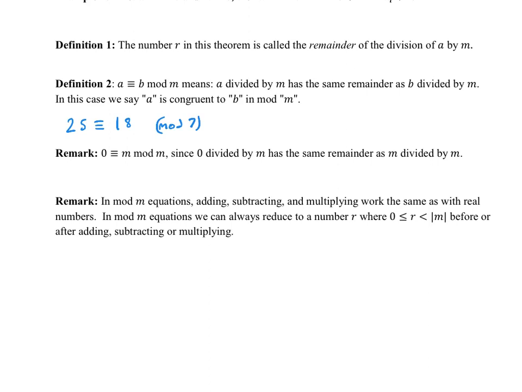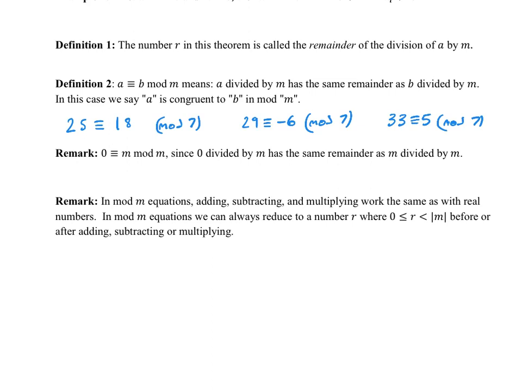25 and 18 both have the same remainder of 4 when we divide by 7. You could say 29 is congruent to, let's say, minus 6 in mod 7. Both of those numbers have a remainder of 1 when you divide by 7. You could say 33 is congruent to 5 in mod 7. So both of those numbers have a remainder of 5. 5 itself has a remainder of 5 when you divide by 7.